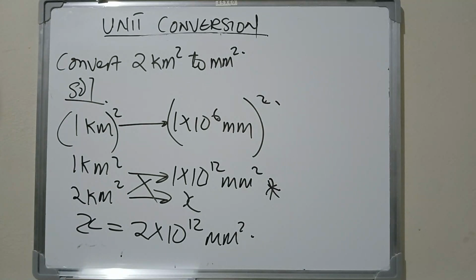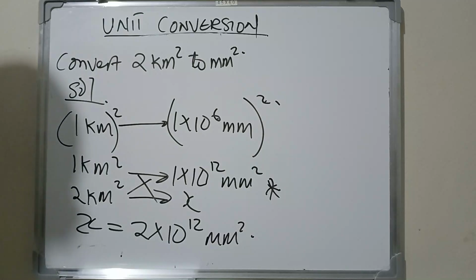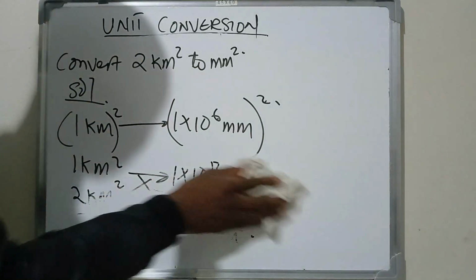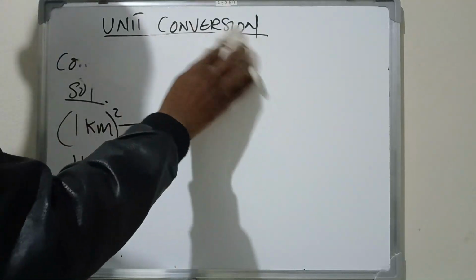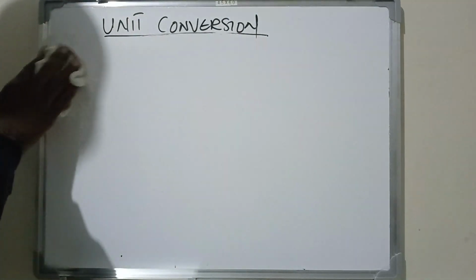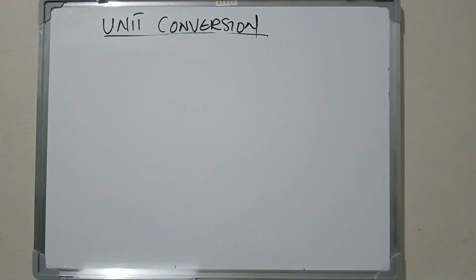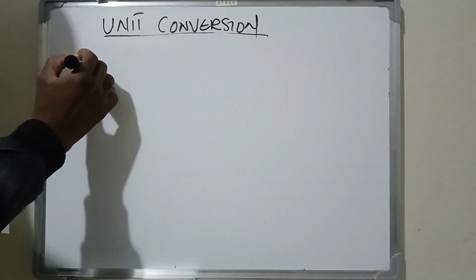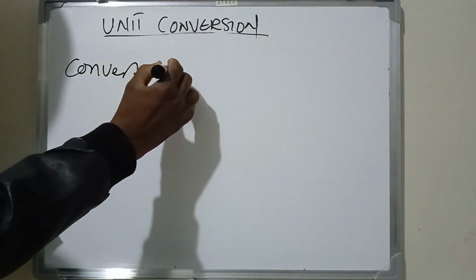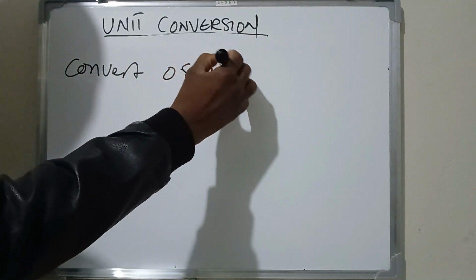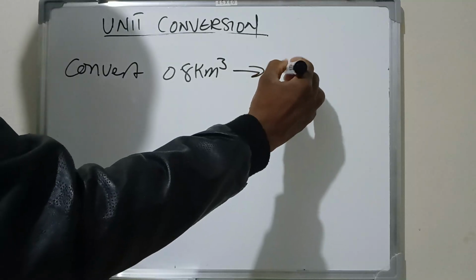Okay, let's look at volume. Right, I'm looking at the example for volume that I carried. Okay, it's with me here. So the question is saying convert 0.8 cubic kilometers to cubic millimeters.